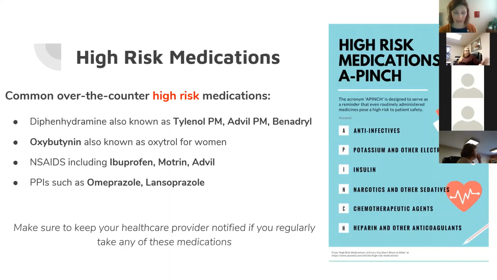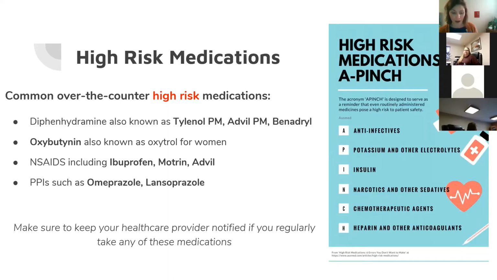Now, on the right-hand side, these are not specifically medications that are high risk for only older adults. They're just kind of high risk in general. So just take note of those. We have our anti-infectives, our potassium, and any electrolyte you may take, insulin, narcotics, chemotherapeutic agents, or heparin and the other anticoagulants.